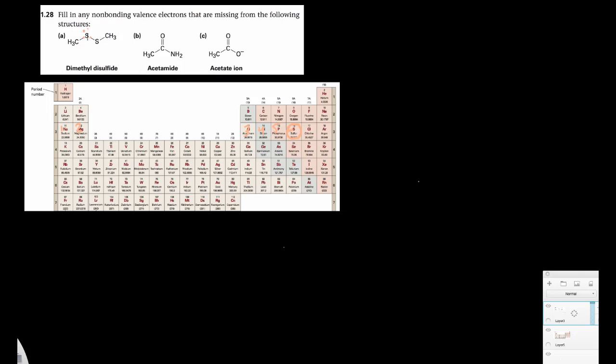and let me just make this a little bit more clear here. So to get 6 valence electrons, just like oxygen, we would have 2 lone pairs. And the same with this sulfur here.